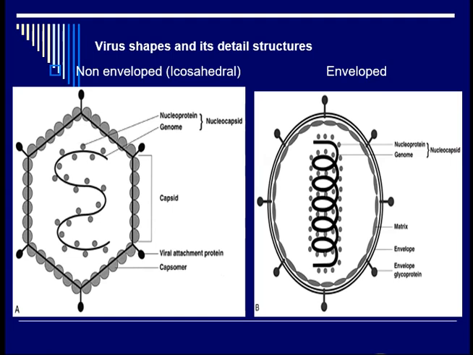In the left picture, we have the naked icosahedral symmetry. In the core of the virus, again, the genome of the virus plus the nucleoprotein represents the nucleocapsid core, and the icosahedron, the capsid protein, forms the icosahedral symmetry of the virus. The viral glycoprotein represents the viral attachment protein to the receptor on the infected host cell.